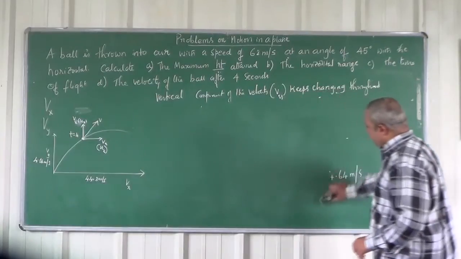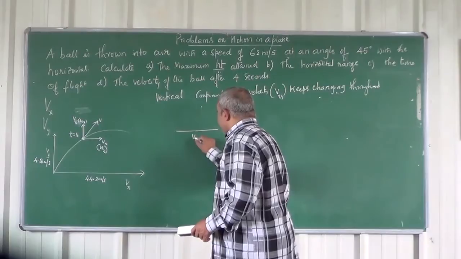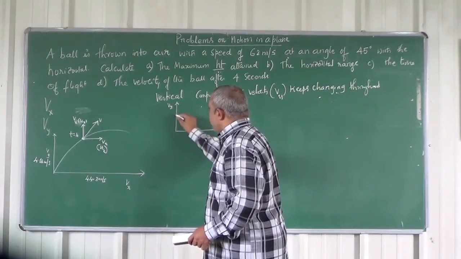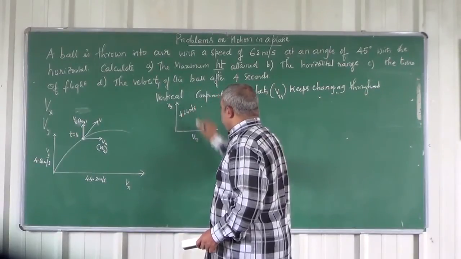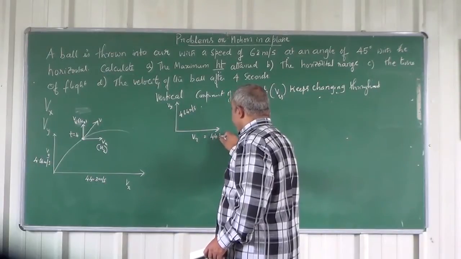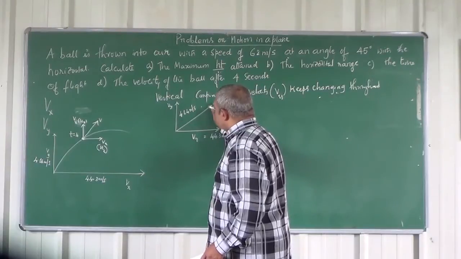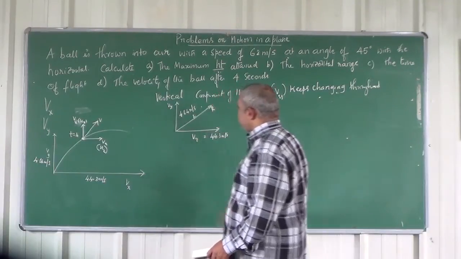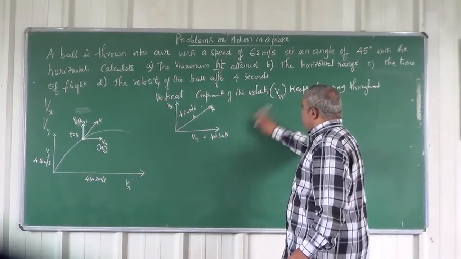Now you tell me what is the resultant of this velocity. See here, this is Vx and this is Vy. This way the velocity is 4.64 meters per second. Velocity is a vector. This way Vx is 44.3 meters per second. So what is the resultant of these two? This is the resultant. Okay?